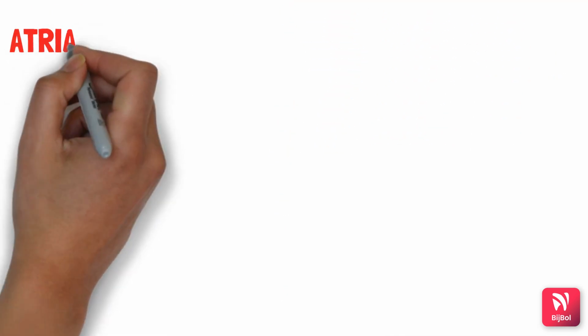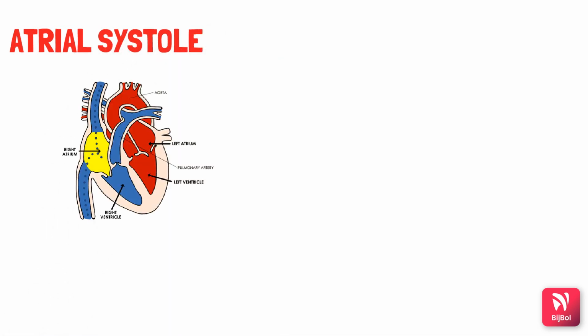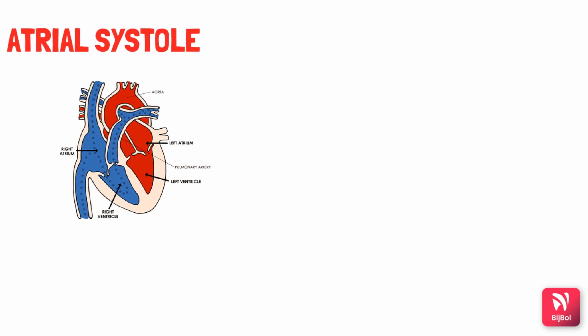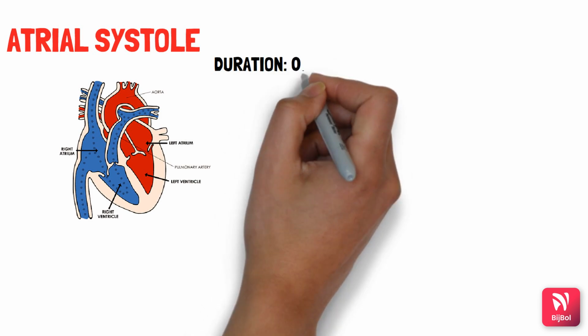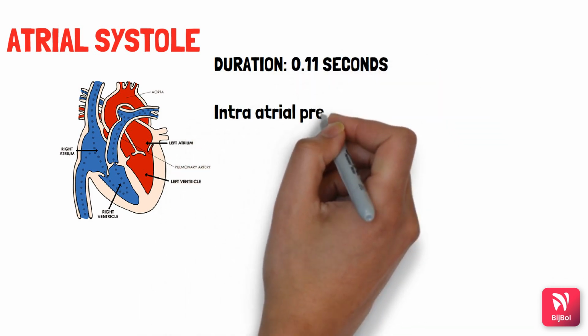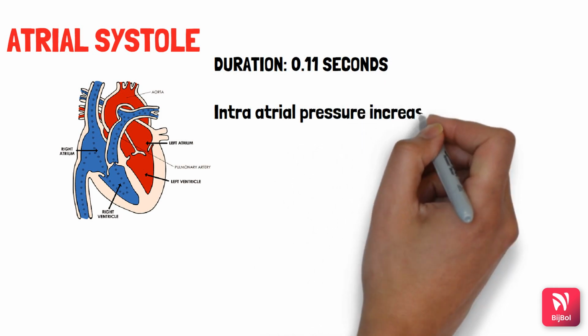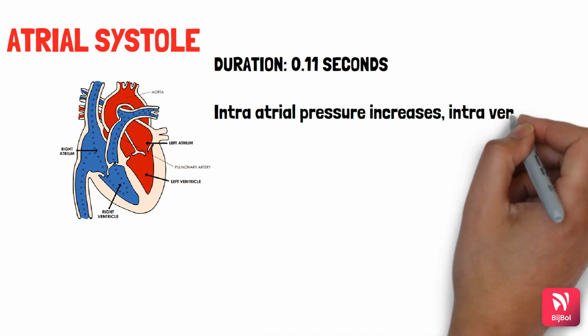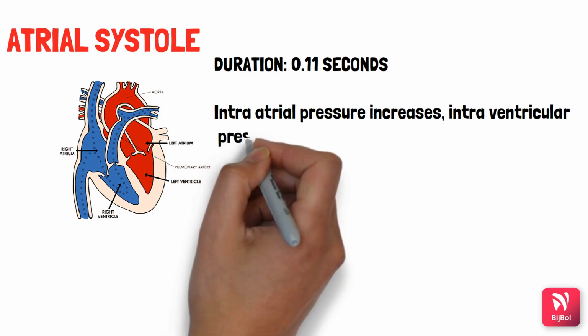Now coming to the atrial systole, this is also known as rapid filling phase or pre-systole. It is usually considered as the last phase of ventricular diastole. The duration is 0.11 seconds, and during this period, only a small amount, that is 10% of the blood, is forced from atria into ventricle.